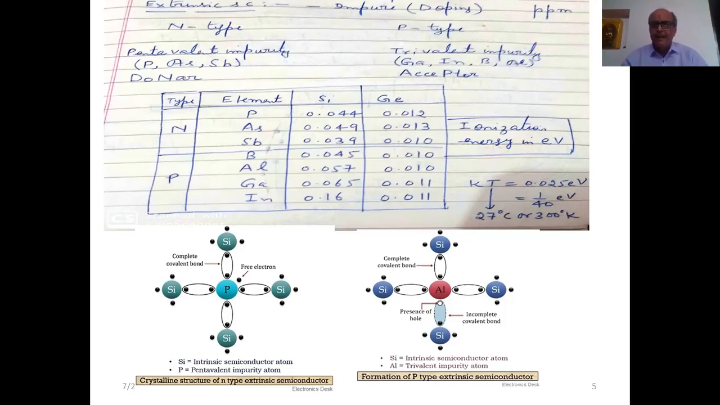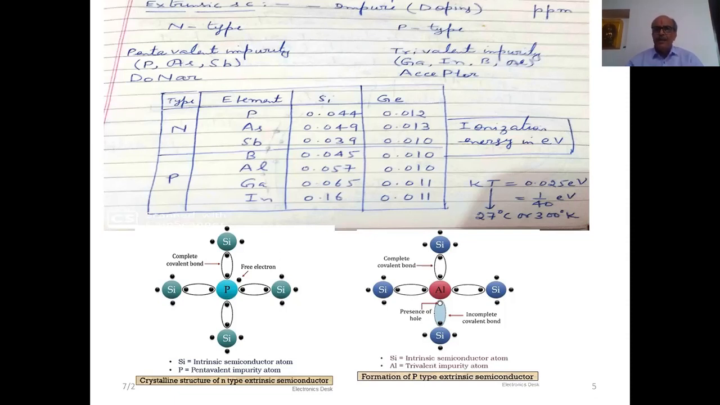But it is very important to understand the ionization energy of all these dopants, either the donor dopant or the acceptor dopant in n-type and p-type semiconductor. All these values are given in electron volt. Once you see these values, try to visualize that suppose we take a room temperature of 27 degree centigrade. 27 degree centigrade corresponds to 27 plus 273, that is 300 degree Kelvin. If you put the value of Boltzmann constant and that temperature T, 300 degree Kelvin together and convert it into energy in electron volt, it comes out to be 0.025 electron volt, or we can also write it as 1 by 40 electron volt.